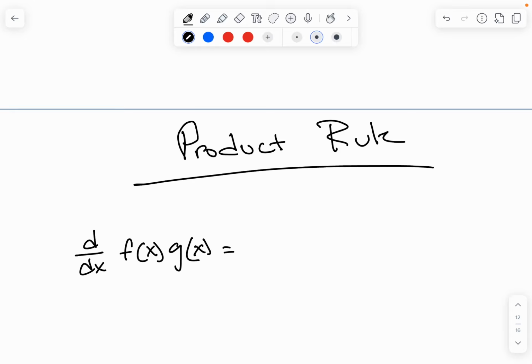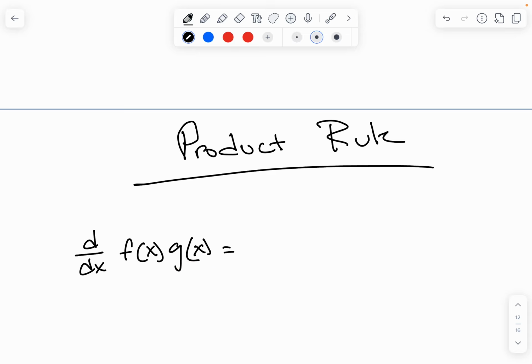If you're in calculus, you will definitely need to use this on your exam. This is the product rule, and this is one of the most important rules in all of calculus. So, what is the product rule? The product rule is if you have to take the derivative of a function that has two parts multiplied to each other. So, for example, we have a function of f multiplied by a function of g.